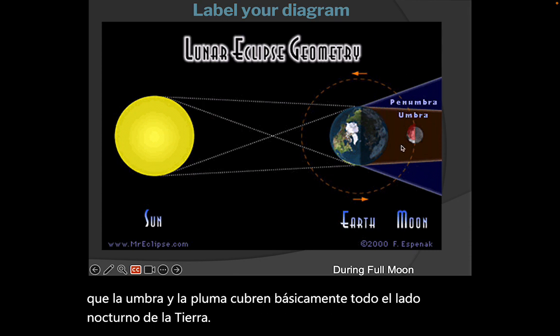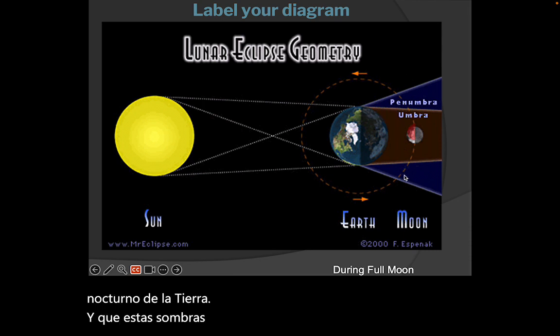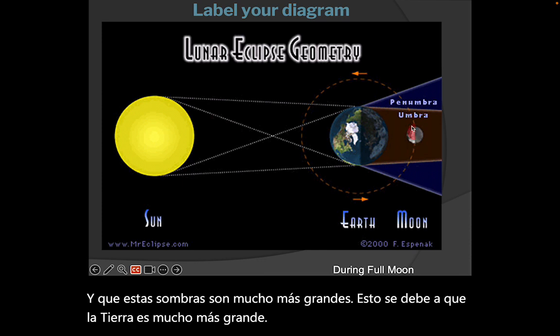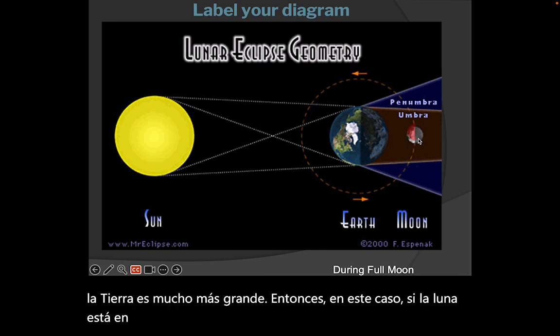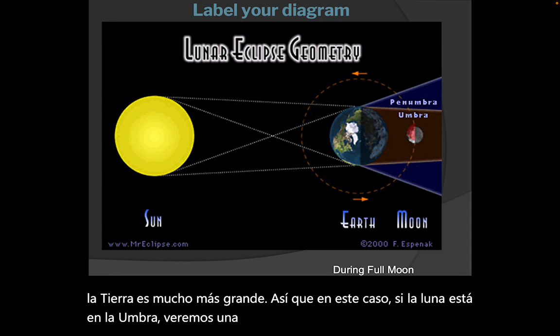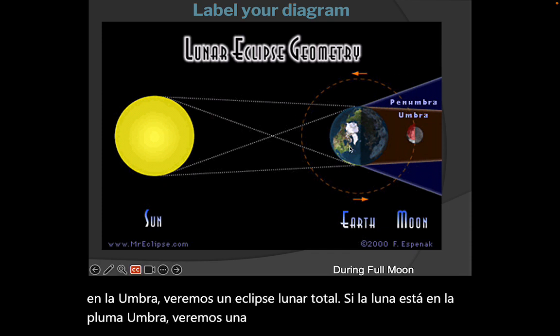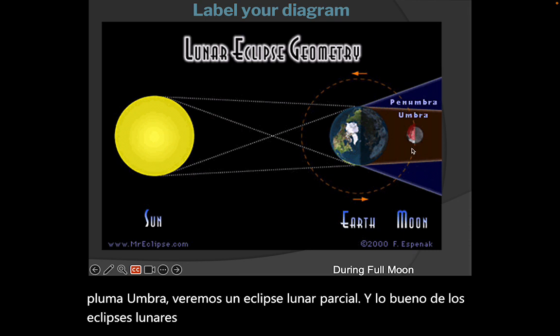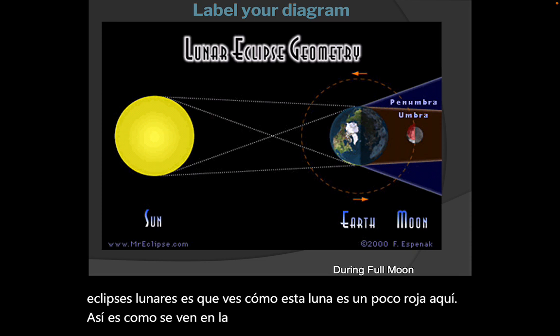And the shadows are a lot bigger. This is because the Earth is a lot bigger. So in this case, if the moon is in the umbra, we will see a total lunar eclipse. If the moon is in the penumbra, we will see a partial lunar eclipse. And the cool thing about lunar eclipses is that you see how this moon is a little red here? That's actually what they look like in real life. They're also called blood moons.